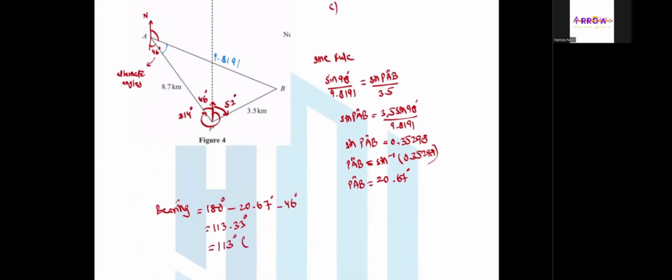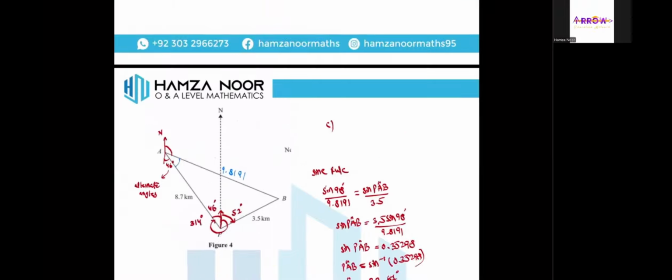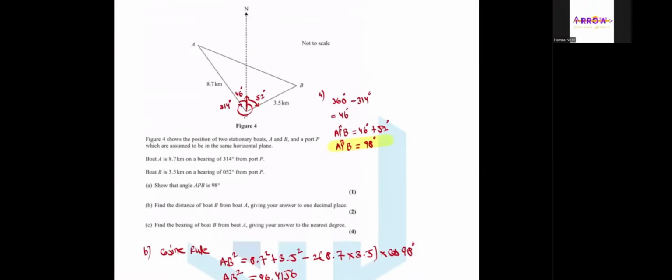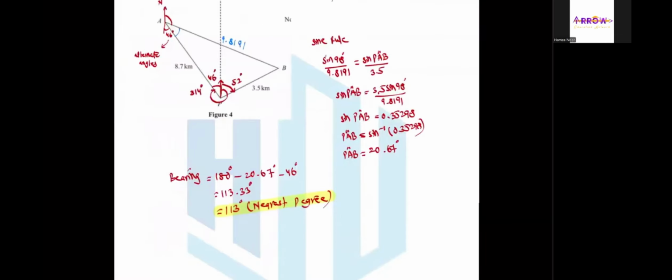All right. So this was the requirement for part C. Your answer is 113 degrees. All right. So this was basically question 12 of the handout, January 2018, C12, question number 13. Okay, so now moving on to the last question of this video.